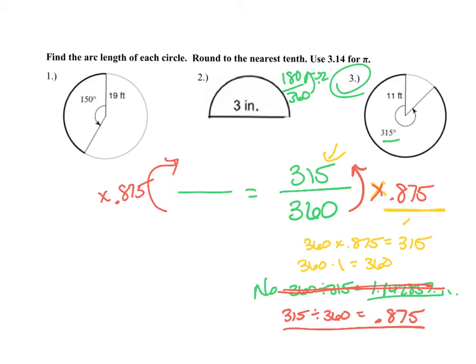So let's find the arc length. So circumference is pi times the diameter. So I'm going to do 3.14. Here they give us 11 feet. But no, that's only halfway. That's the radius. So I'm going to do 11 times 2. So when I do all of that, I get 69.08. I multiply that by 0.875.